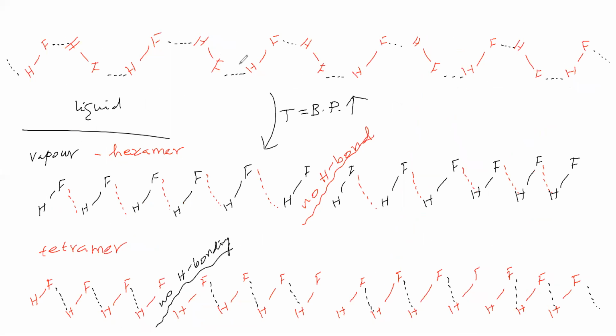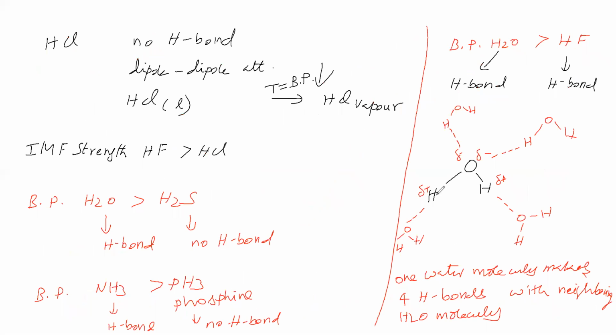In HF, if you take this HF, this side one hydrogen bond, this side one hydrogen bond. So one HF molecule makes two hydrogen bonds with the neighboring HF molecules. This is one HF molecule. This one HF molecule makes two hydrogen bonds with the neighbors. But water, if you see, one water molecule makes four hydrogen bonds with the neighbors.